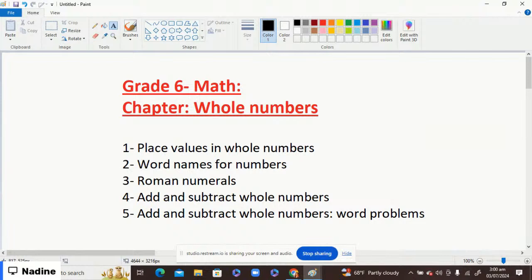And so here is the chapter name, that is whole numbers, and here are the lessons that we cover today, which is place values in whole numbers, word names for numbers, Roman numerals, add and subtract whole numbers, add and subtract whole numbers word problems. So we discuss all these lessons today.